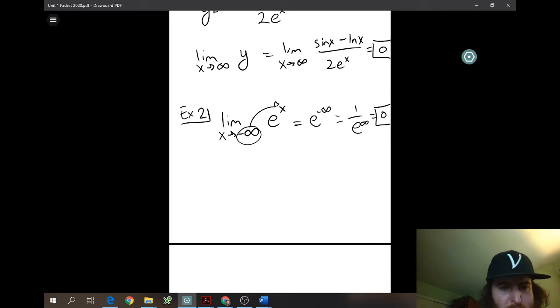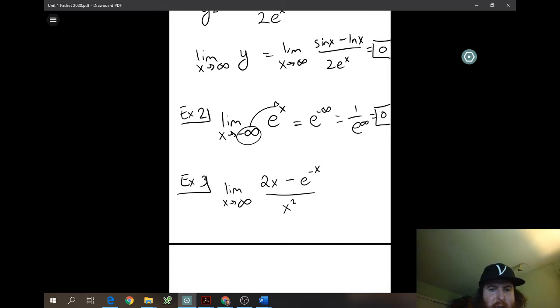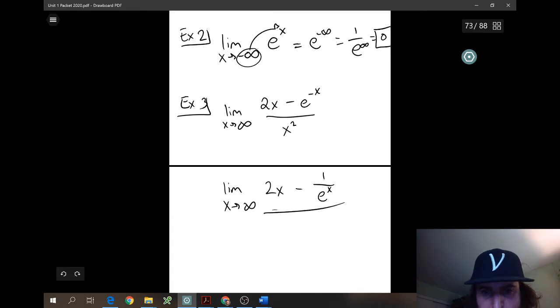Now, it could happen that way, but it also could happen like this. The limit as x approaches, say, even positive infinity of 2x minus e to the negative x over x squared. You might be tempted to see this problem and say, oh, that's the biggest, it's going to infinity. But it's not. The reason is this negative power: we can treat this as 1 over e to the x over x squared.